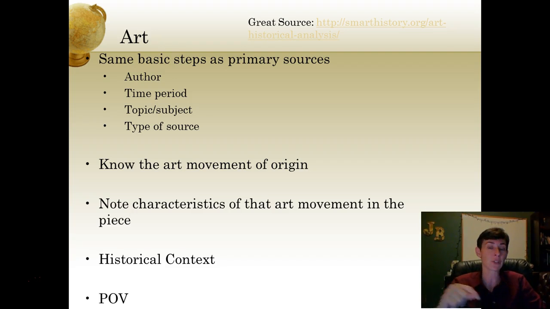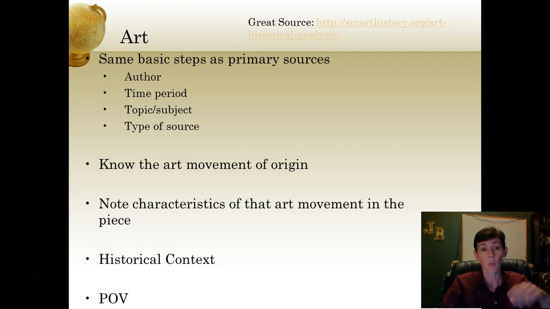Then you want to note the characteristics of the art movement that you see in the piece. Medieval art is very two-dimensional. And so now if you see some geometry, that indicates that it's Renaissance. You see people in motion. Do you see idealized versions of people, or do you see raw realism? Is it abstract? These are questions you want to ask, and the answers will determine which movement it falls within. You're going to learn about all this year.